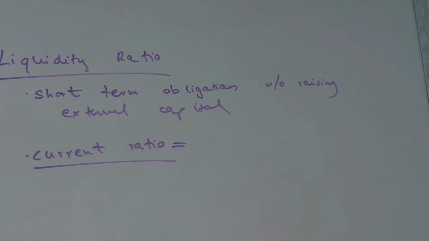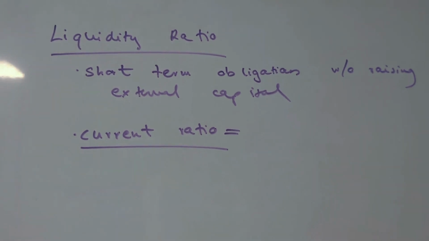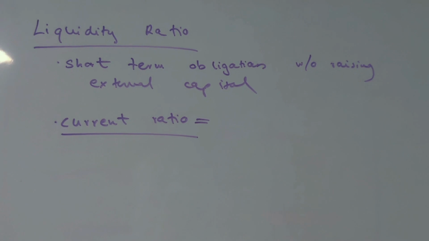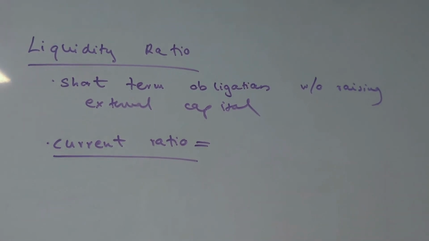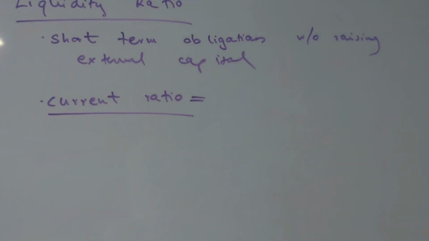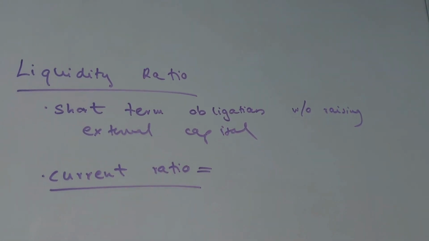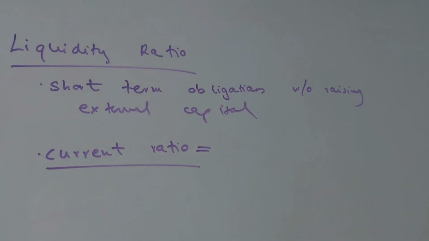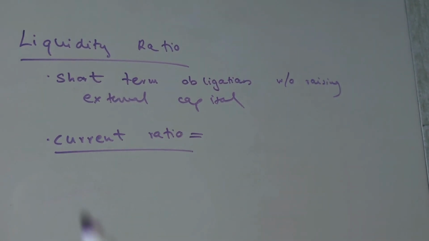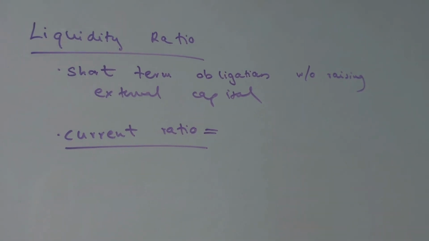So the first one to understand is the liquidity ratio. And like I said, liquidity is important for the business because it tells your ability to meet short-term obligations, and that must happen without raising external capital. So what are the assets that are available already in your business that you can liquefy and meet short-term obligations without raising external capital? The most commonly used ratio in this scenario is the current ratio.